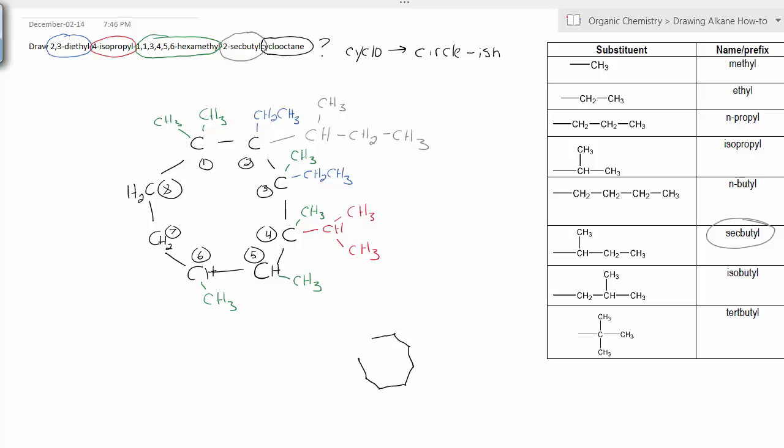So we'll draw an octagon. Right, carbon 1, put 2 methyl groups. Carbon 2 gets an ethyl. Then the sec-butyl. Carbon 3 is going to get a methyl and an ethyl. Carbon 4 will get a methyl and an isopropyl. Carbon 5 and 6 will both get methyl groups, and there we are.